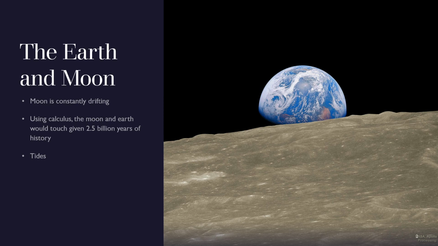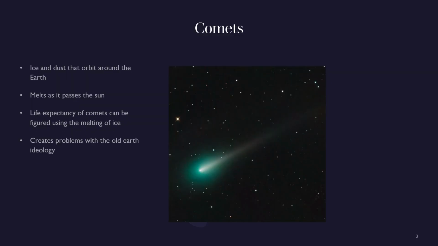So given the gravity with the moon and the earth, if the moon was too close to earth, the tides would be so extraordinarily high, it would have flooded the entire earth as the moon orbited earth.